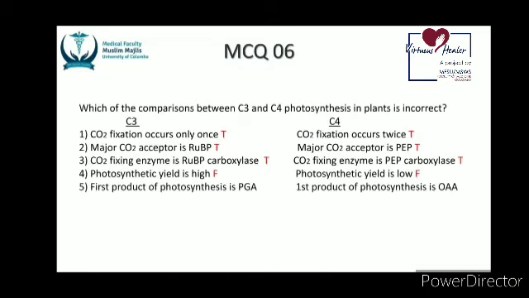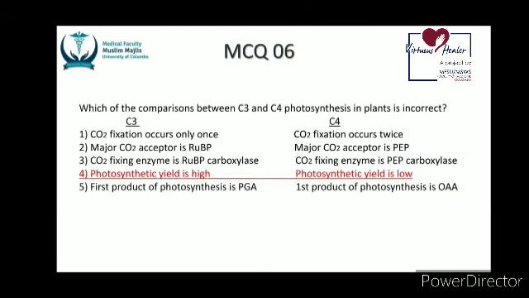Let's go to the fifth statement. It says that in C3 pathway, first product of photosynthesis is phosphoglyceric acid. In C4 pathway, the first product of photosynthesis is oxaloacetate. This statement is also true. Now when we look at all our 5 statements, the incorrect statement is going to be statement number 4.